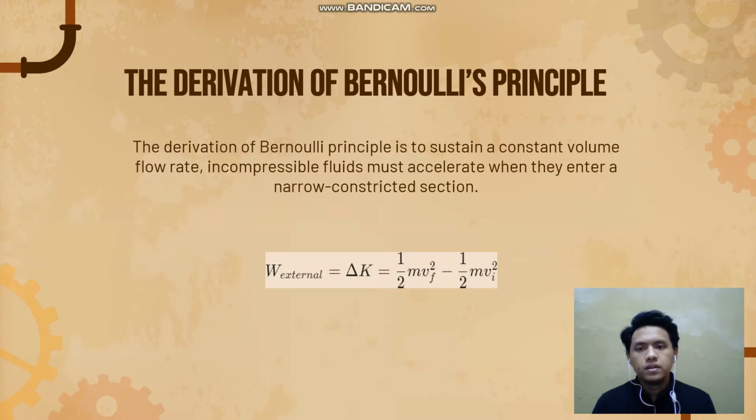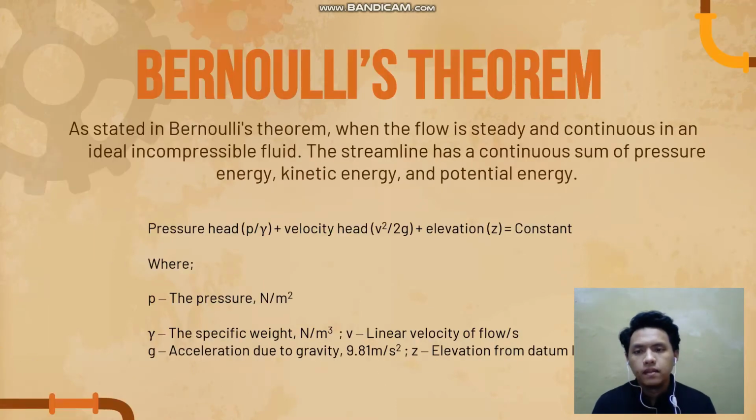As for the derivation of the Bernoulli principle, to sustain a constant volume flow rate, incompressible fluid must accelerate when it enters the narrow constricted section, where the formula is W external equals delta K equals 1 over 2 m vf squared minus 1 over 2 m vi squared.